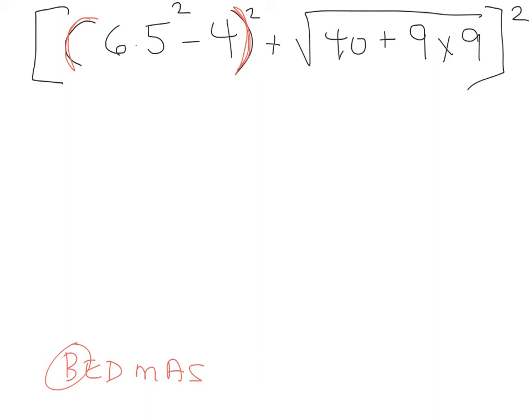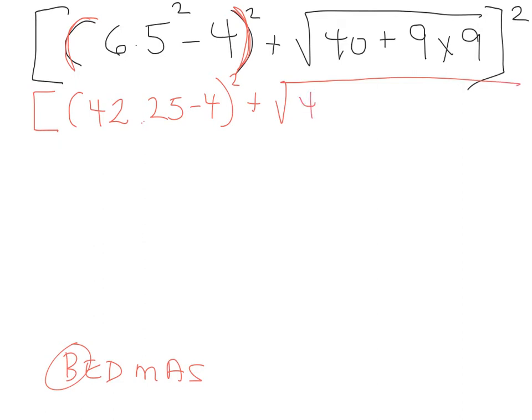So on your calculator, if you do 6.5 times 6.5, and you write the next line, that ends up being 42.25, and then again you just write the rest of it. Minus 4, close bracket, you have the exponent there, plus, and then everything that's in this bracket here, 40 plus 9 times 9, close bracket to the power of 2.